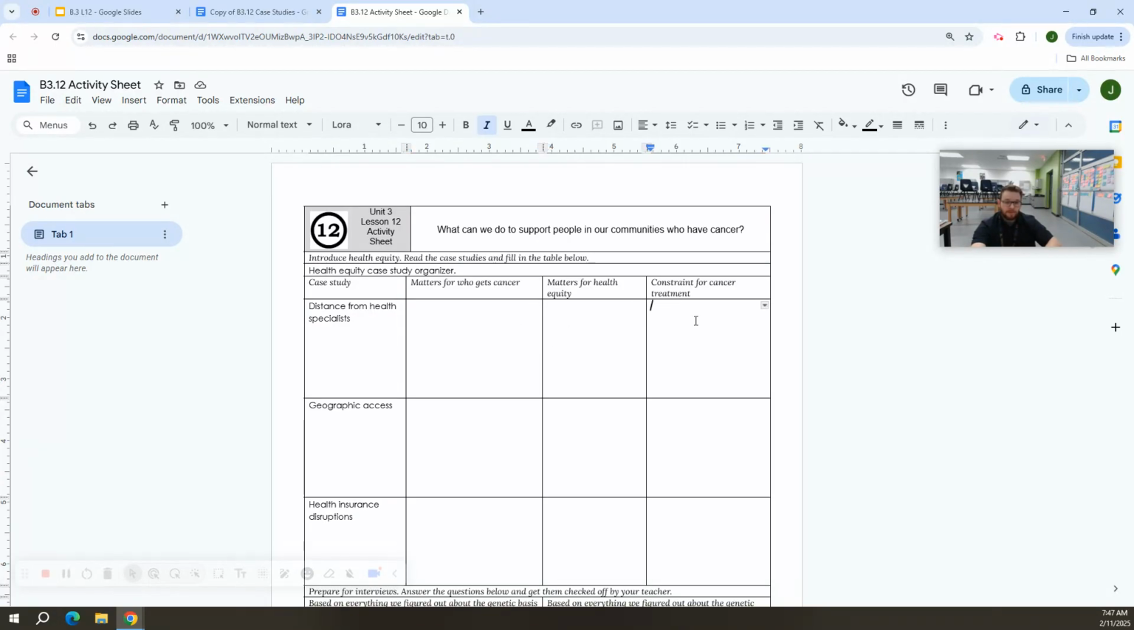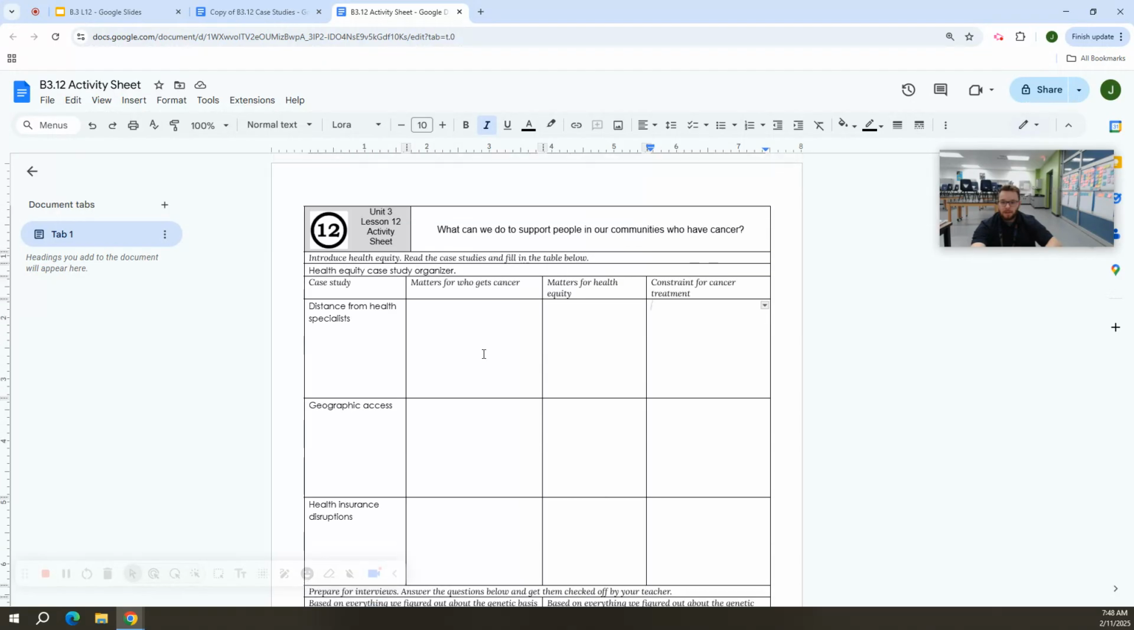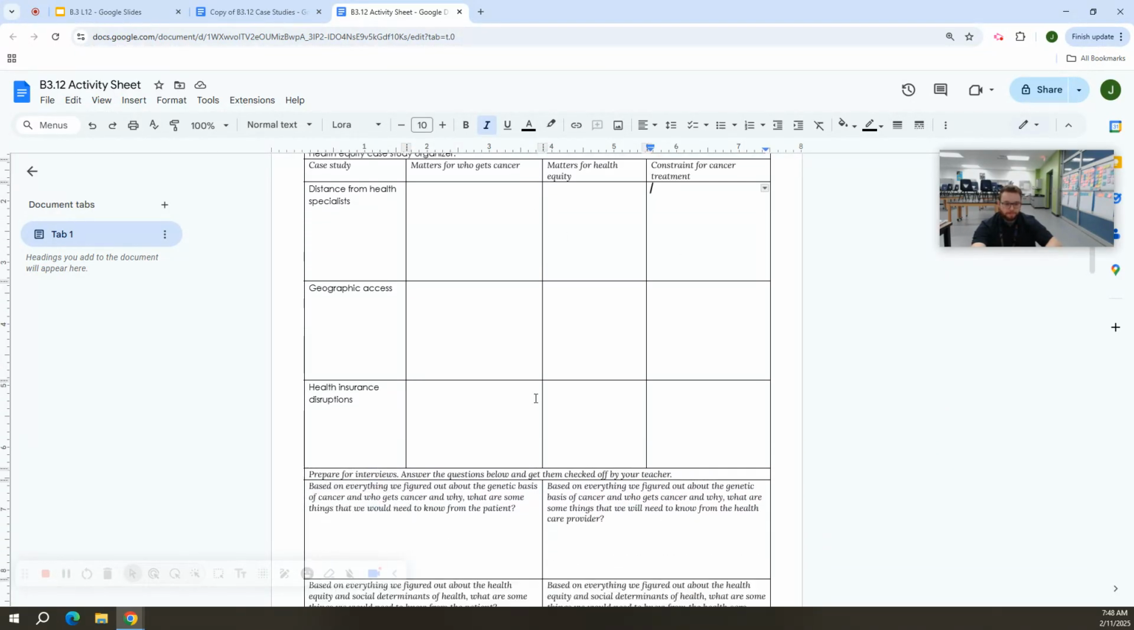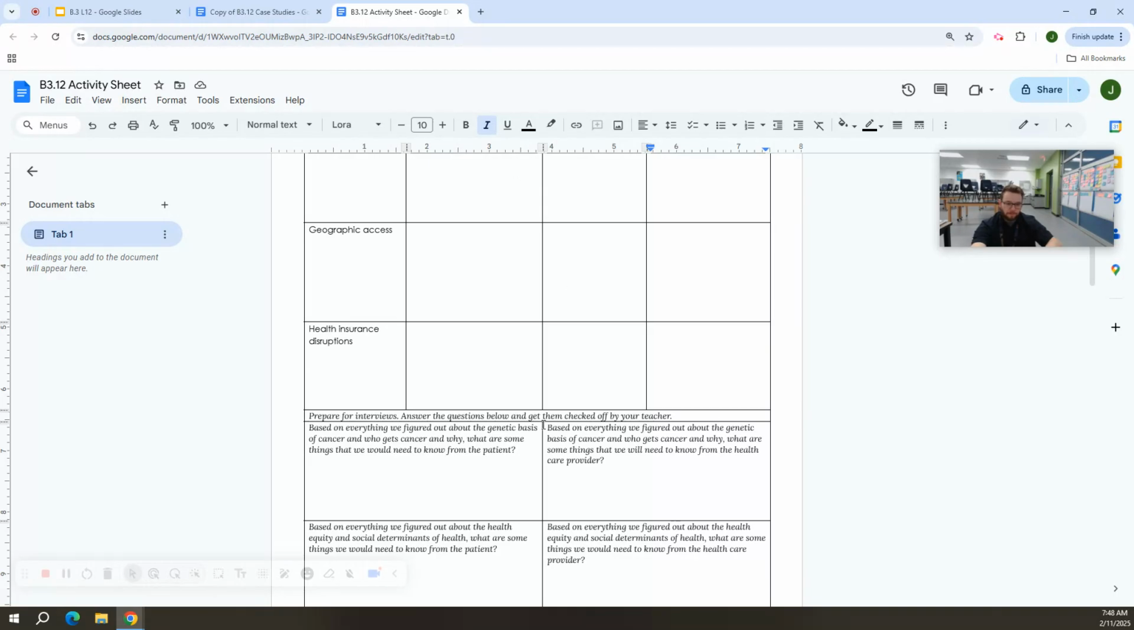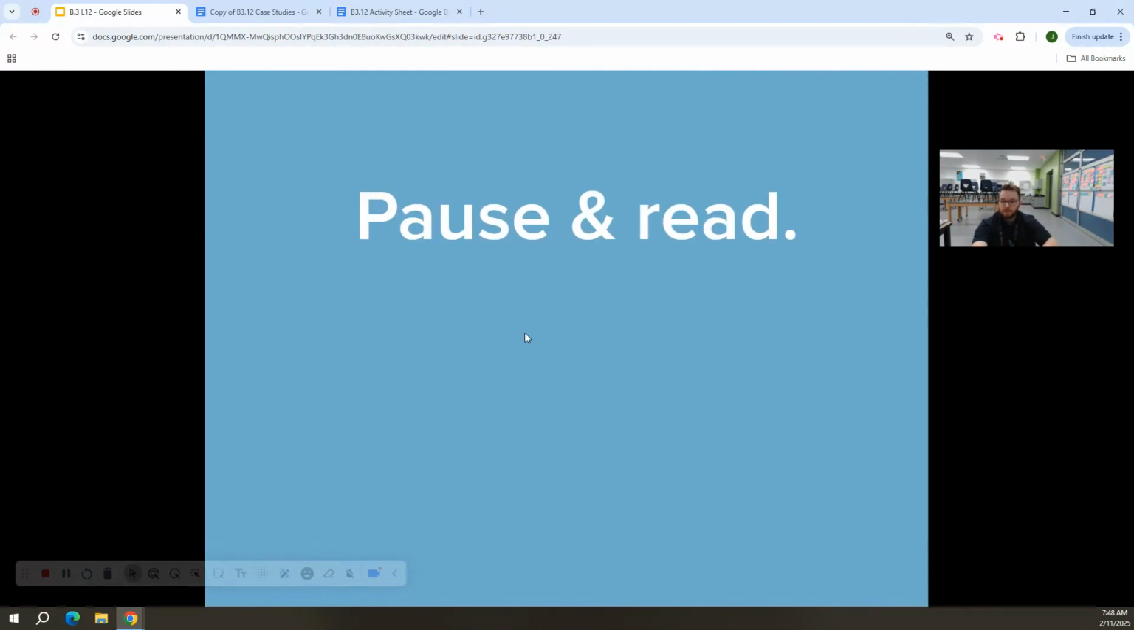And then all three of these, there should be information on all three for all of these case studies. I wouldn't say that any of them should be left blank. All of them should have information for all three columns. Okay, so pause, read those, discuss with your groups, like I said, and then get that table on your handout completed.